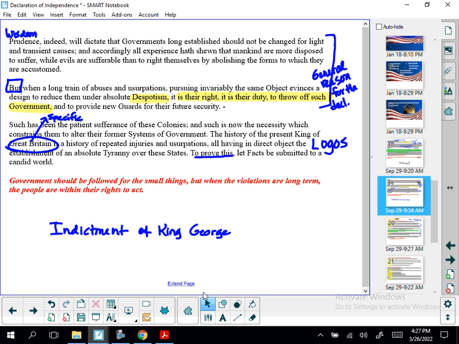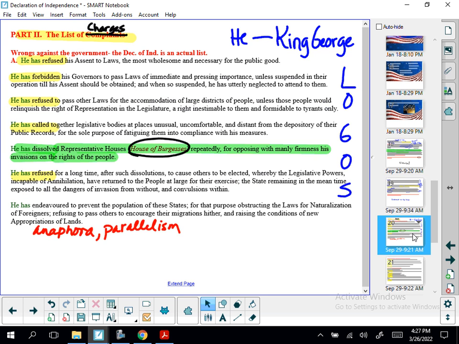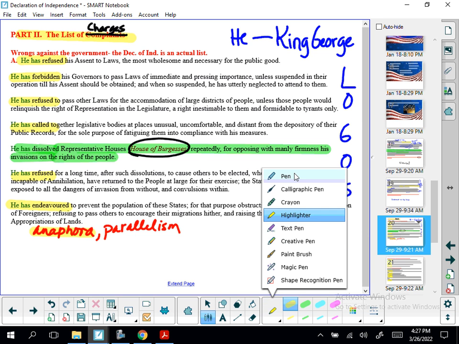So we had the preamble, we had the statement of beliefs, and now we're going to have all these grievances. And this is going to be most of the paper. So if you look at it, the list of complaints or the list of charges, I'm going to have you take a moment and use a different color, something that you can do for anaphora. But notice that this is a list.